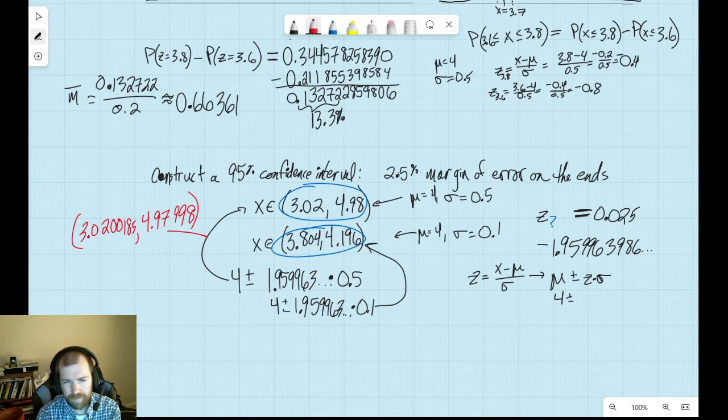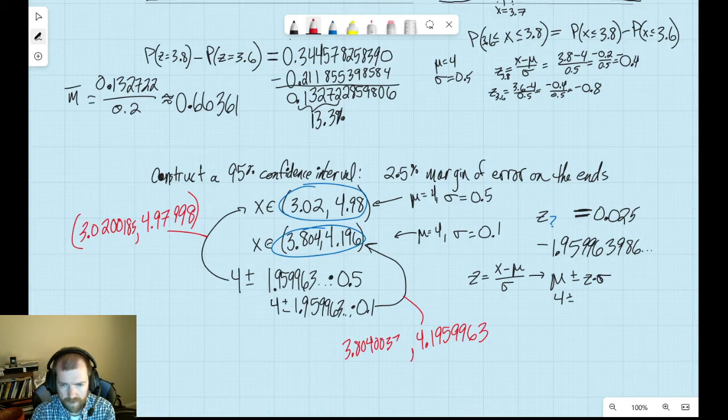So yeah, like, not really a problem. 1.959963 times 0.1, it's going to be a 4.19599963. And 4 minus that, 3.804037. So yeah, well within the margin of error of everything we were trying to go for here.